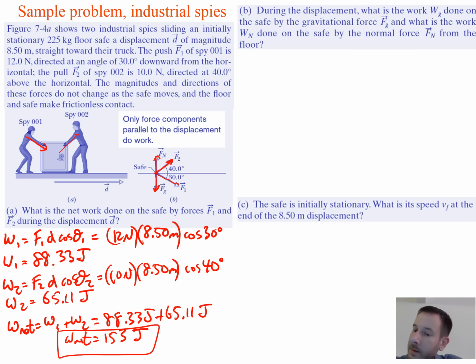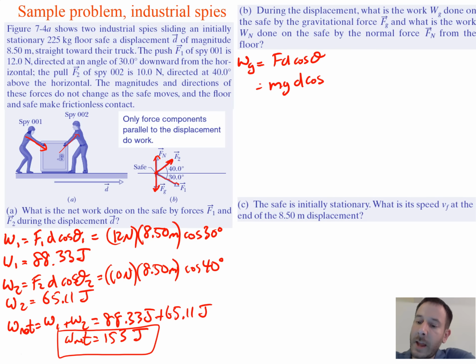Okay, the next question: during the displacement, what is the work WG done on the safe by the gravitational force FG, and what is the work WN done on the safe by the normal force FN from the floor? All right, well, let's look at these. If we do WG, it's FD cosine theta. And we know that the weight pulling down, the force due to gravity, is just going to be mg. Right? So this is just mg times d.